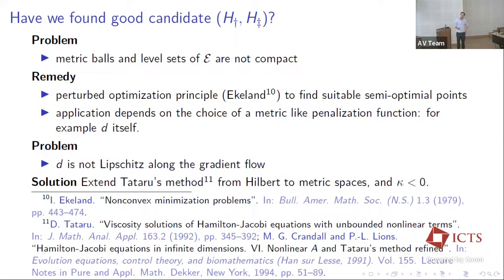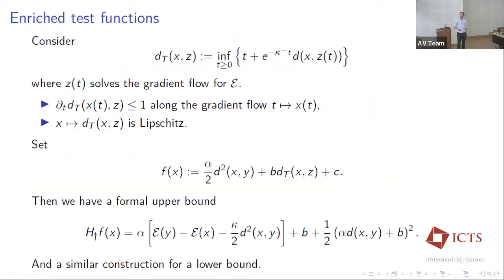Then there are some problems, and I don't have the time to discuss it. Anyhow, I'm going to introduce a metric-like object that can play the role in this Ekeland perturbed optimization principle. And I'm going to add that to the test functions. So it's not alpha over 2 d squared plus c, but now I'm going to add b times this perturbation. And this has nice properties. And I can also get an upper bound where this b actually pops up here and here. But the final expression looks very similar. I'm not going to explain how this works, except that you can do it.